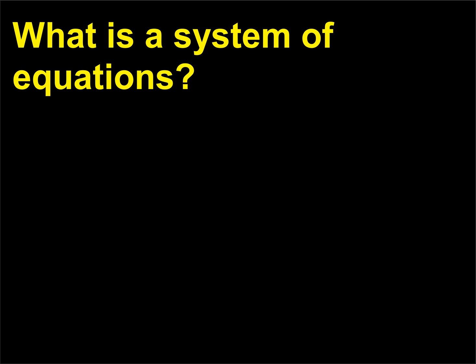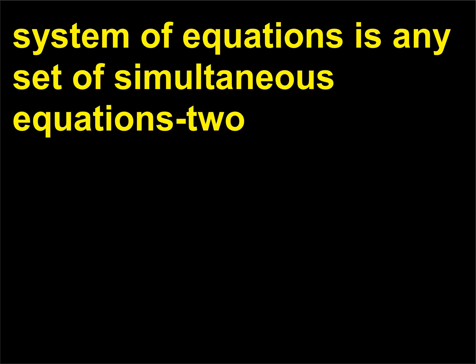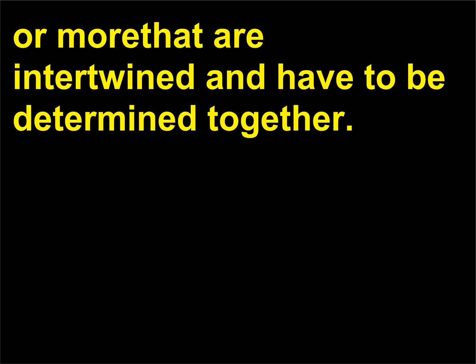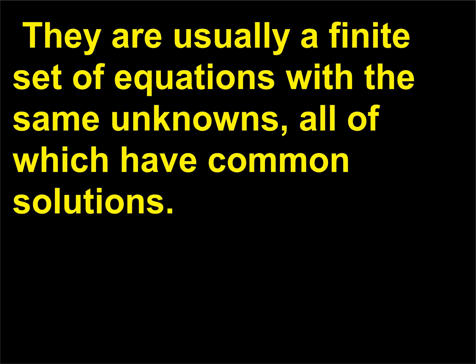What is a system of equations? A system of equations is any set of simultaneous equations, two or more, that are intertwined and have to be determined together. They are usually a finite set of equations with the same unknowns, all of which have common solutions.